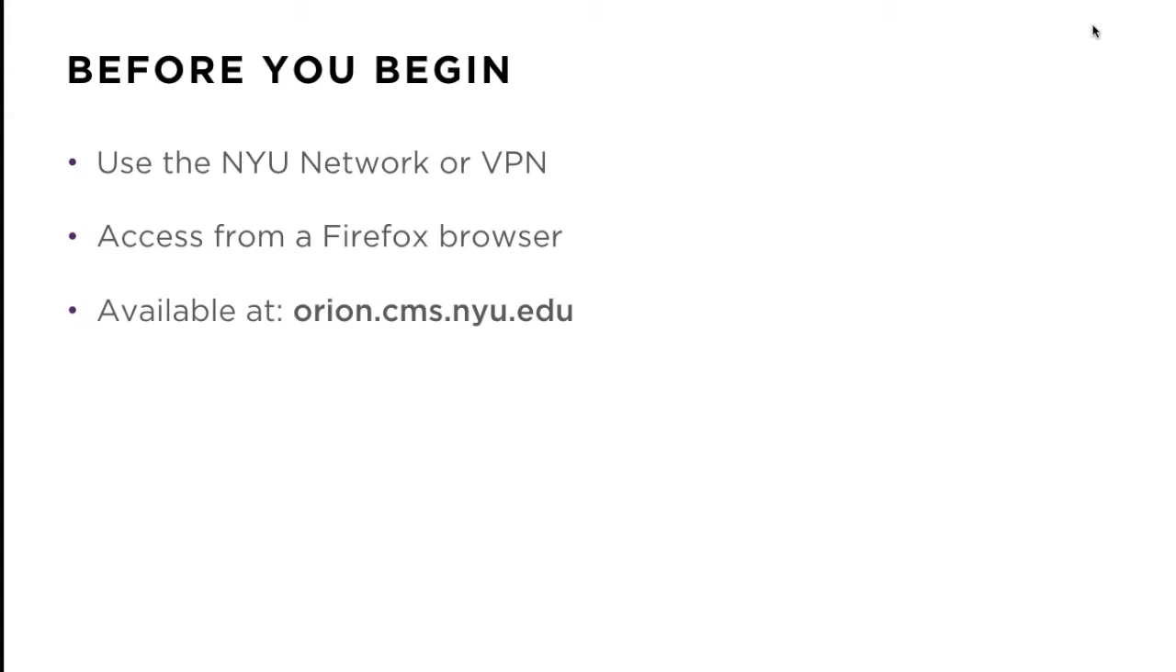And then we do have a new URL. We should have had this communicated to all users. It's orion.cms.nyu.edu. And we do have the new URL because we have more users coming on board, and we want to make sure we can accommodate everyone. So we set up 2 constellations, and you all happen to be a part of the Orion constellation.